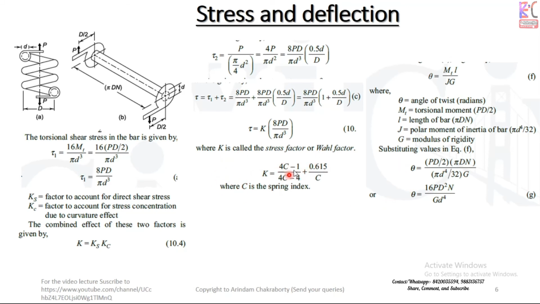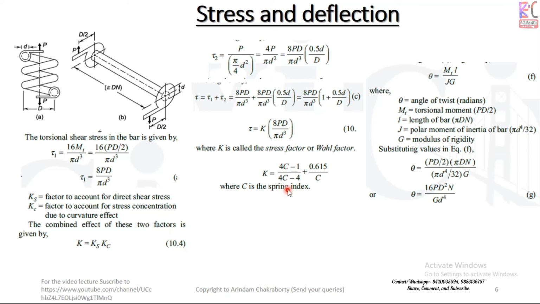K is equal to (4c minus 1) by (4c minus 4) plus 0.615 by c. So this equation is also certified by ASME. Now K can also be found by 8PD by this one, but this is the theoretical way. But for the practical way, you have to answer.